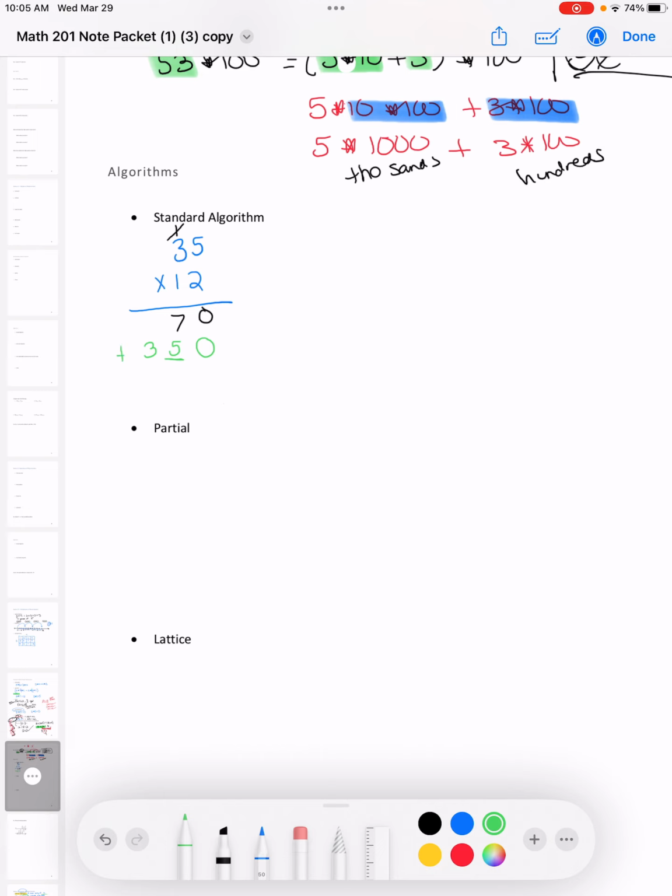All right, then I'm going to add these up. So 0 and 0 is 0. 7 plus 5 is 12, and 3 plus 1 is 4. So I get 420.